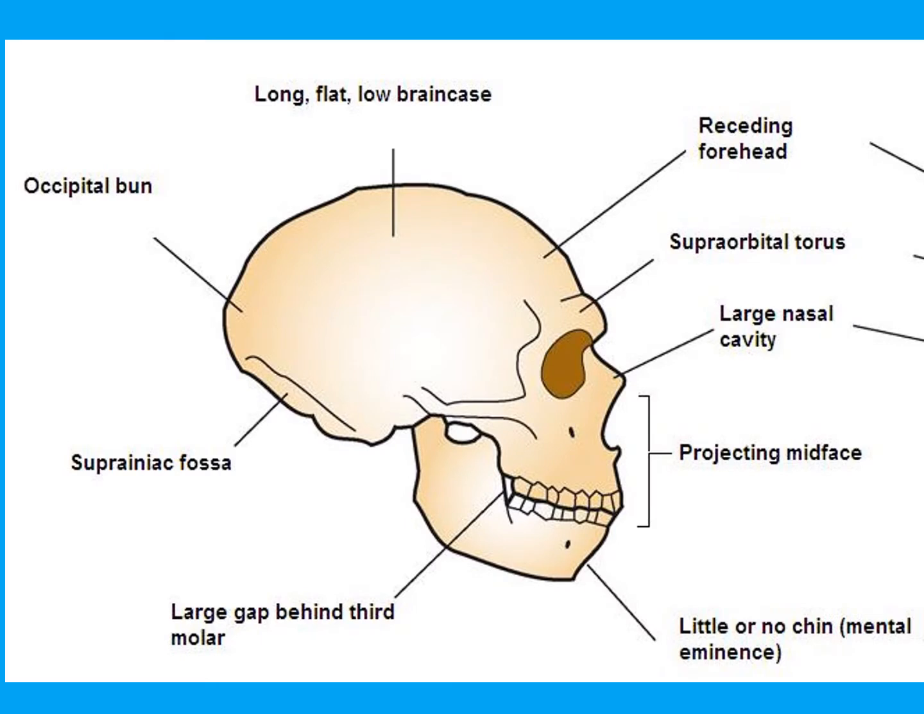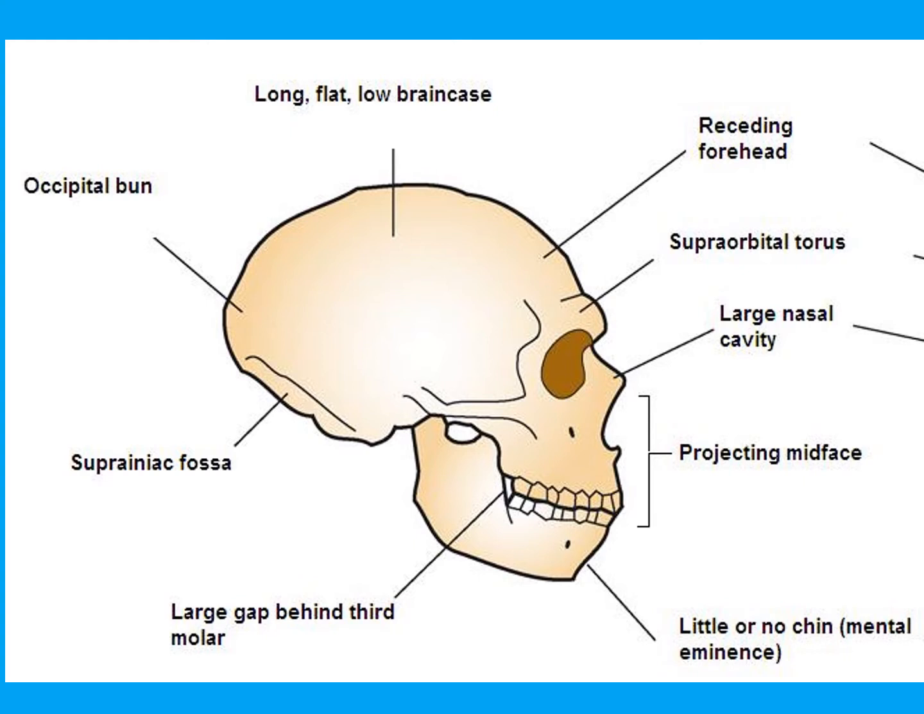So if we look at some of the definitive features that we see in these Neanderthals in terms of their skull morphology, of course you have the big supraorbital torus, the large brow ridge. You have very large nasal cavities, a projecting midface, a little bit of facial prognathism. A big dead giveaway is the large gap behind the third molar before you see the start of the mandible, which you do not see in Homo sapiens.